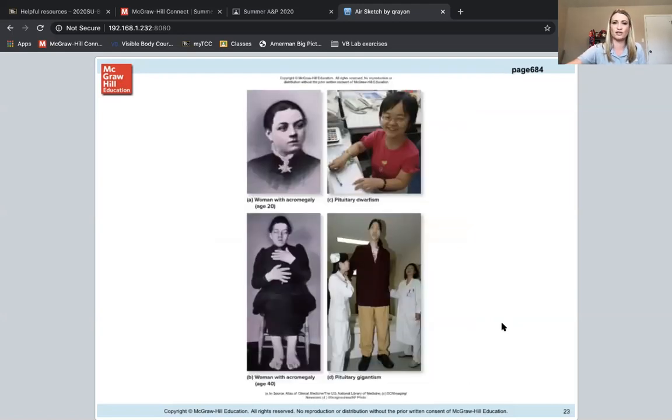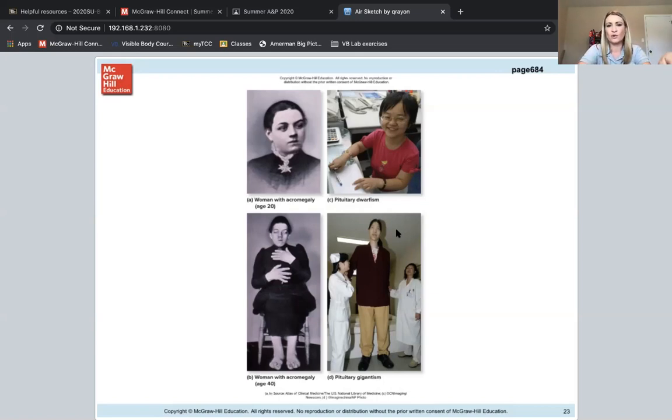Now this picture shows you some issues with growth hormone release. You see a woman with acromegaly. Acromegaly is a disorder of the pituitary gland when it doesn't release the growth hormone correctly. It is not the same as gigantism. Gigantism affects the whole person and everything is bigger. Acromegaly usually doesn't present until somewhere in the mid-20s and later.